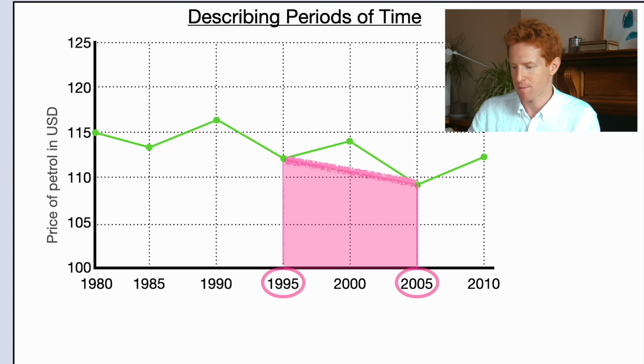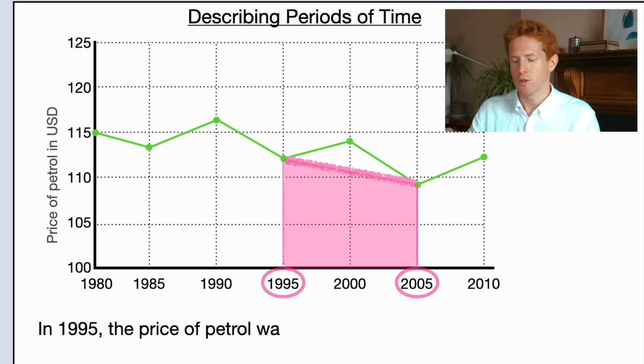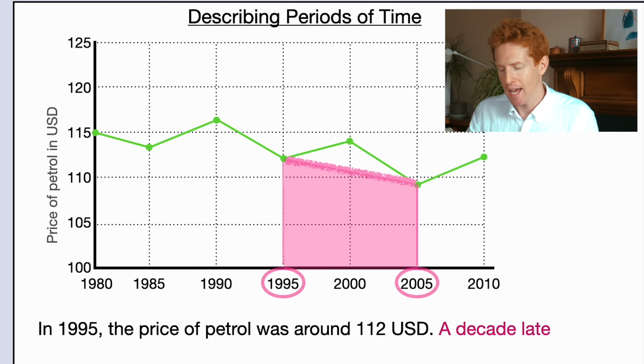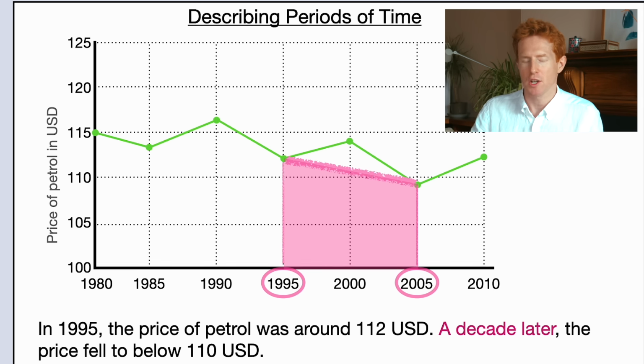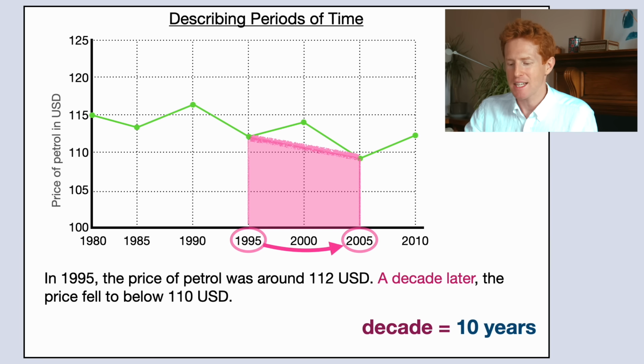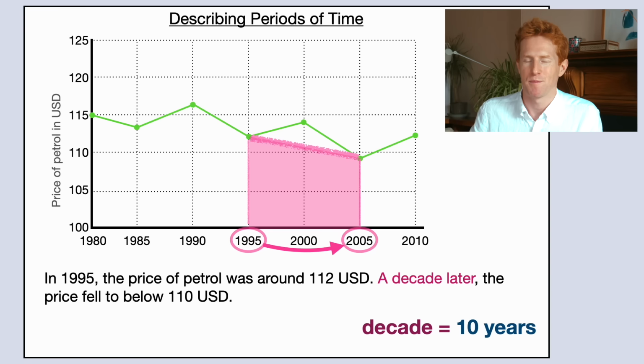Okay, let's look at 1995 and then let's also look at 2005 and think about what happens in this period. In 1995, the price of petrol was around 112 US dollars. A decade later, the price fell to below 110 US dollars. What is decade? Well, a decade is 10 years. 1995 to 2005, that is 10 years. Decade is great vocabulary for academic Task 1, and you'll be surprised at how often you can see data in chunks of 10 years. So you can use that word decade and impress your examiner.